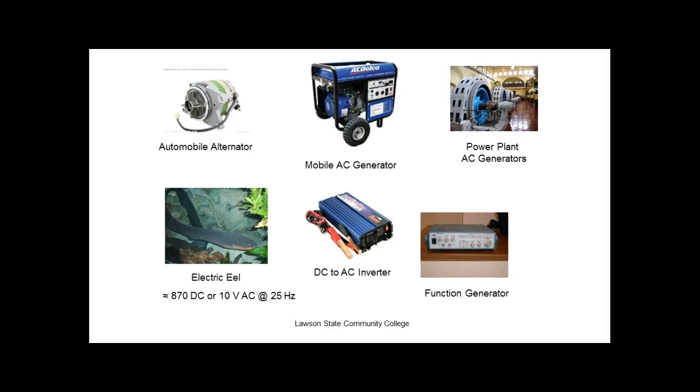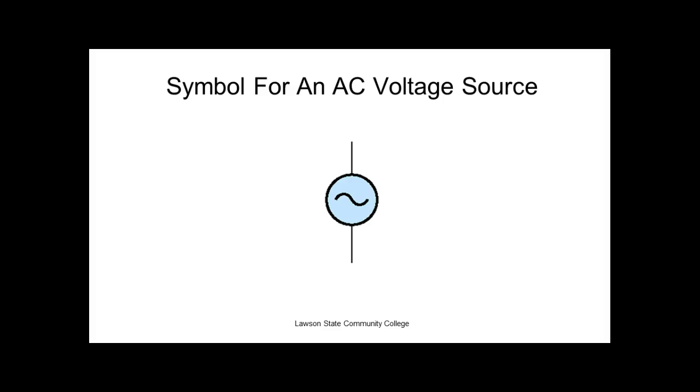Inverters, DC to AC inverters. Some of y'all might have some of these at your house. You can buy these at AutoZone, or you can buy them at Harbor Freight. You can buy them at Sears. You can buy them just about any place that's got an auto place. And then, of course, function generators, which is what I have here, which we'll use a lot in this class. Are we okay?